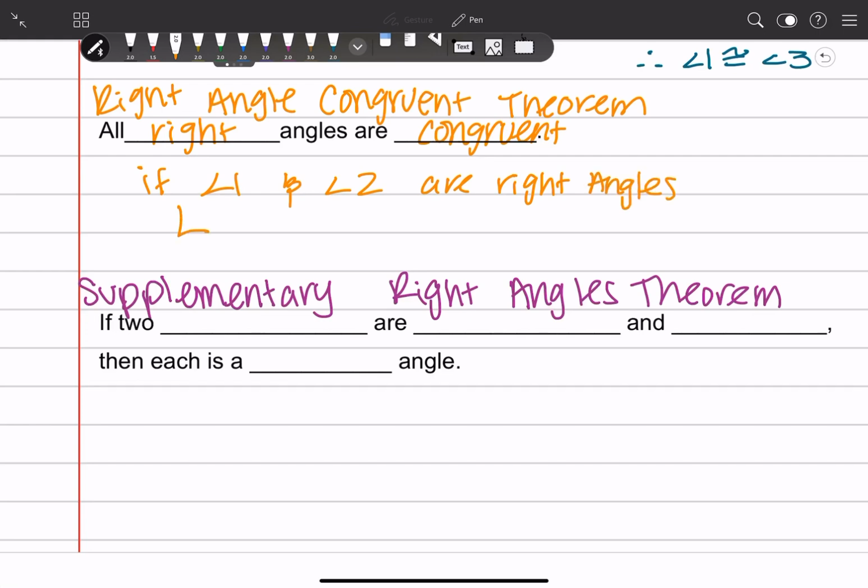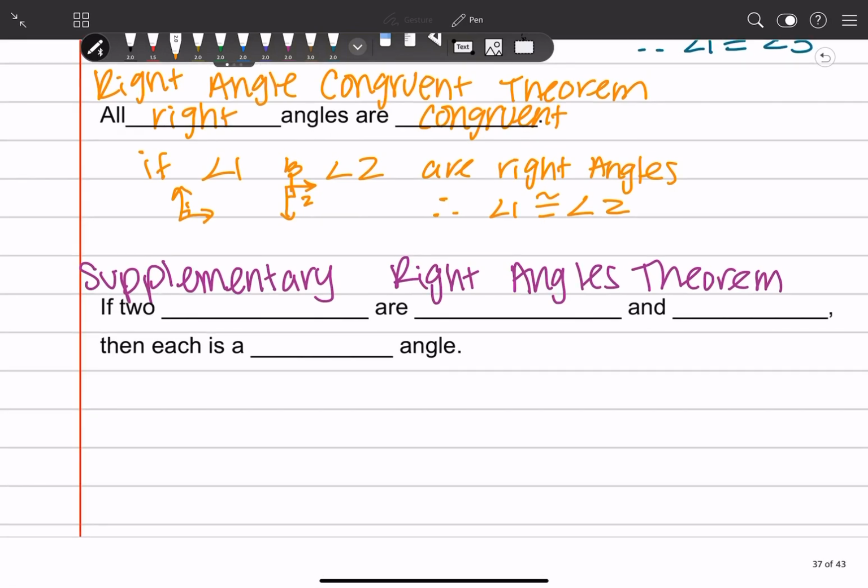All right, well, we've got angle 1. And let's turn this one upside down. They are right angles. Well, that means they're both 90 degrees, by the way. And because they're both 90 degrees, we can say that angle 1 is congruent to angle 2. And think about it, of course, they're all going to be congruent. A right angle is 90 degrees, no matter what you call it.